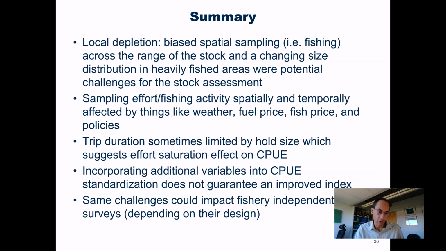So if fishers are ending their trip just because their boat filled its hold capacity, then it's not really reflective of CPUE, because they could keep fishing, in theory, if their hold size was infinite, and continue sampling. So incorporating extra variables into CPUE standardization does not guarantee an improved index. It could help explain some of the variability, but not as much as I was hoping from that exercise.